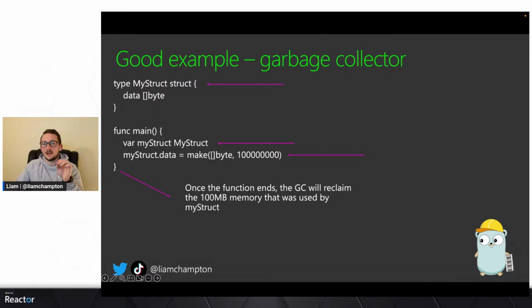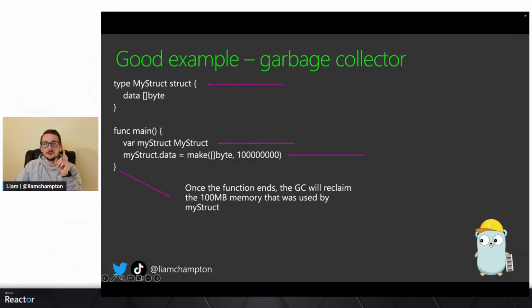Once that function is closed, so once func main is closed, the garbage collector will then release that 100 megabytes of data that has just been taken up and used by myStruct. The garbage collector will follow and follow until it's not needed, and it will notice that it's not needed because it's unreferenced. It will then just clean it and get rid of it, which is brilliant. That's how a garbage collector works.